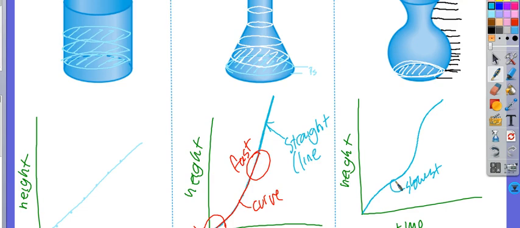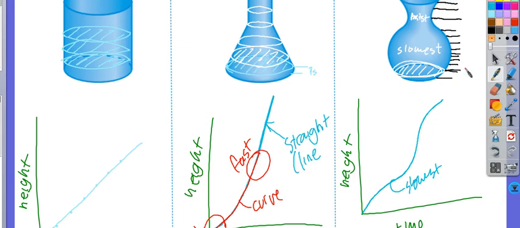Okay. And where is it probably increasing the quickest? The neck. There, we can see the bottom is pretty skinny. It's not as skinny as this neck part right here, so fastest right here. Fastest, slowest. By looking at the graph, we can tell those things by the slope. The slope tells us how fast this thing is changing. Okay.